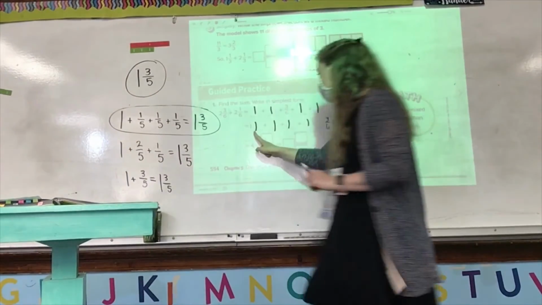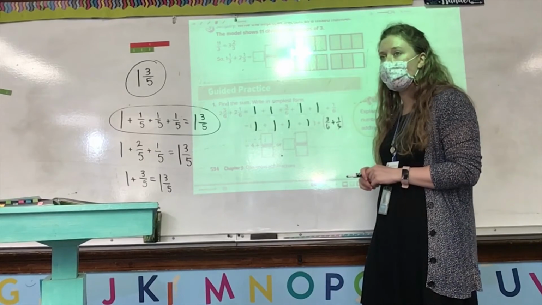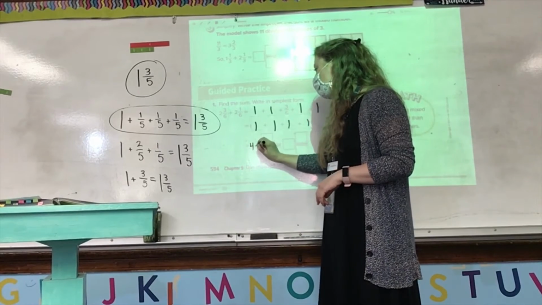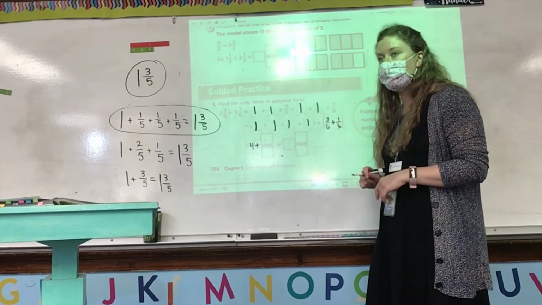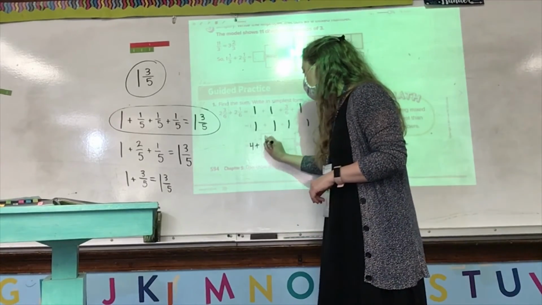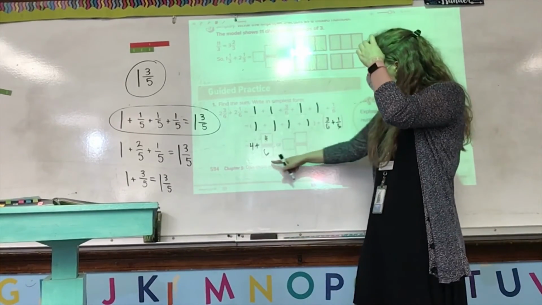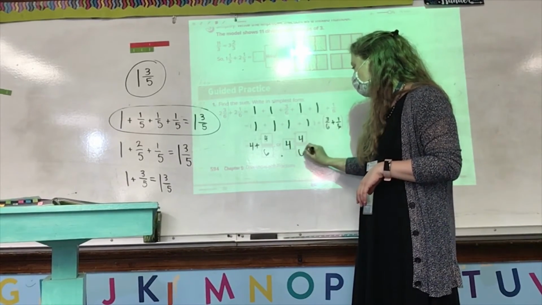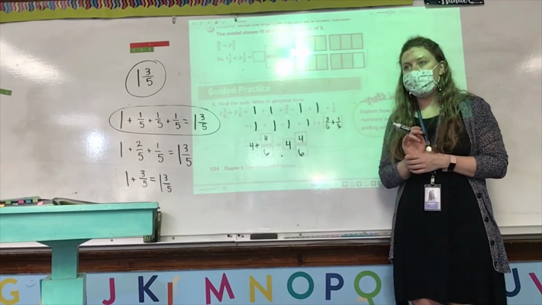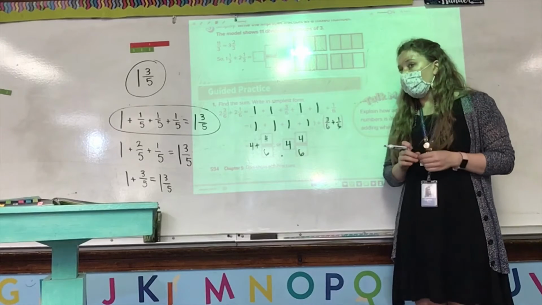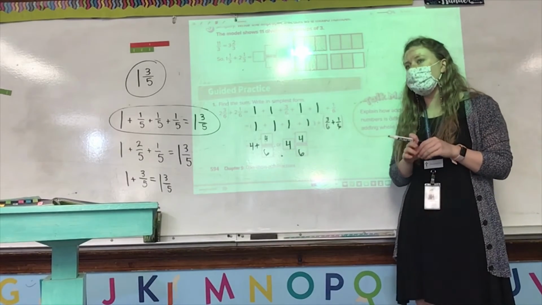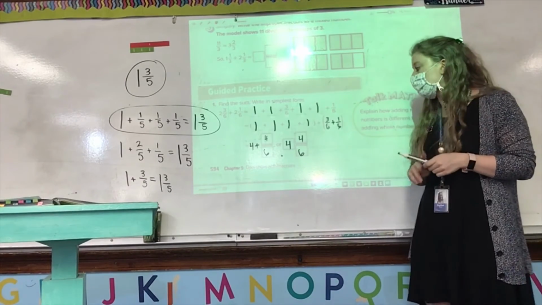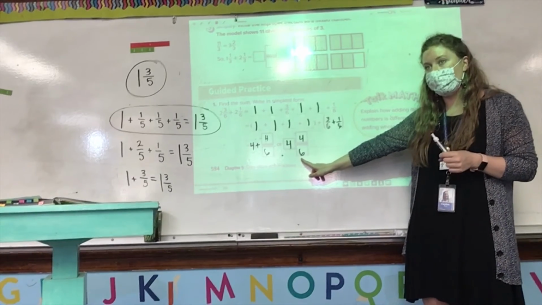We know we're going to add each group one at a time. So 1 plus 1 plus 1 plus 1 equals 4. 3/6 plus 1/6 equals 4/6. 4 plus 4/6 equals 4 and 4/6. Are we done, Mason? Are you sure? Why are we not done? I can't hear you. We have to put it in simplest form. And how do you know 4/6 is not in simplest form?